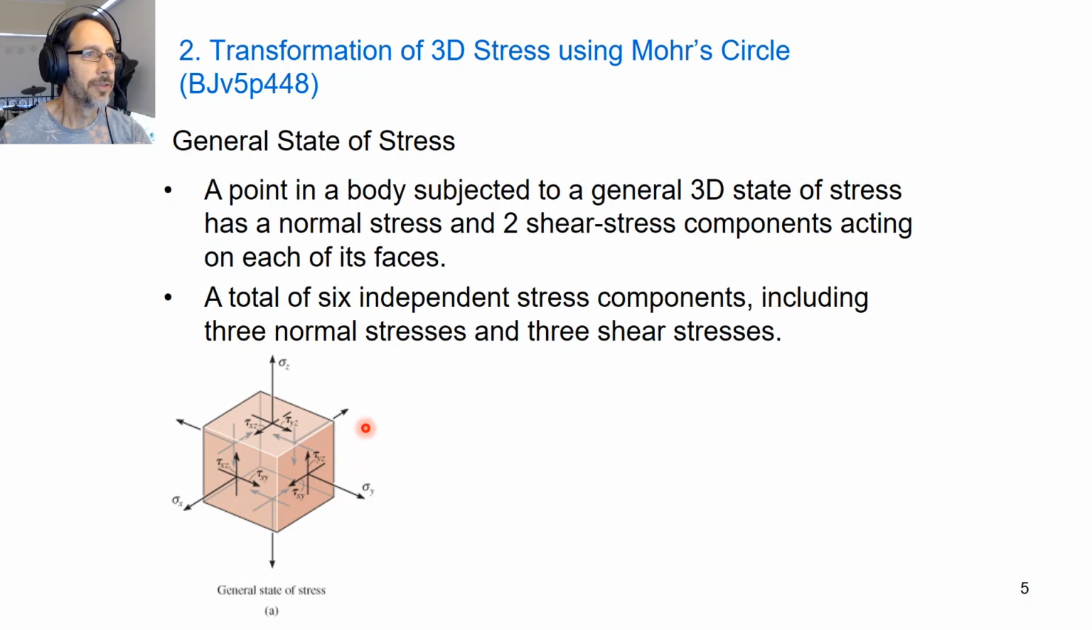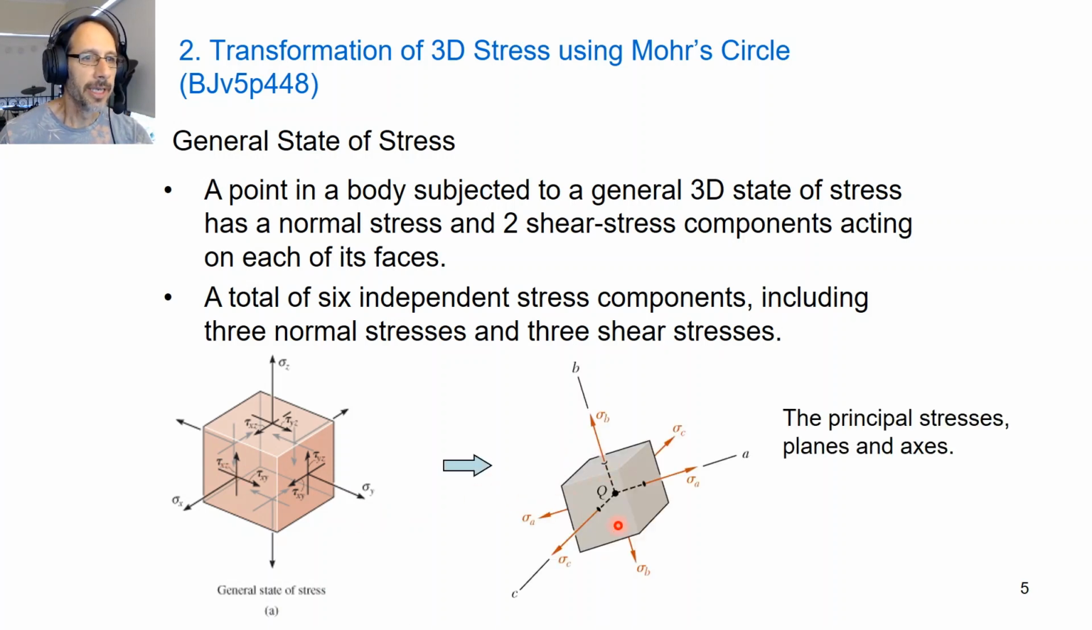So in total, we have 6 independent stress components: 3 normal stresses, so stress X, stress Y, and stress in the Z direction, and 3 shear stresses, shear stress XY, shear stress YZ, and shear stress ZX. Okay, and from that we can get to a principal state of stress like we did in 2D, but this time we've got a 3-dimensional state of principal stress.